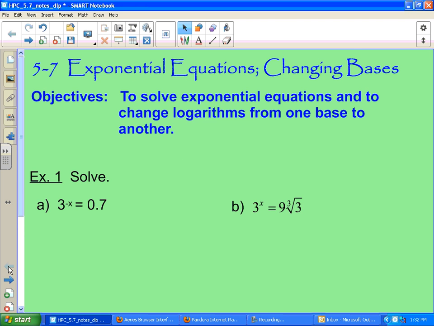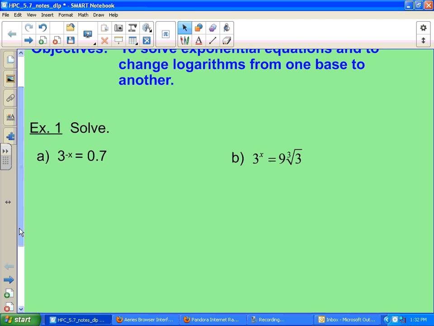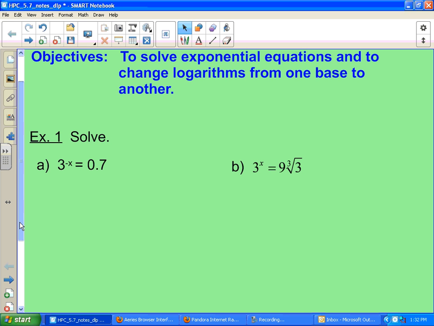Okay, so solving for these variables that happen to be powers, we're still doing our change of form, going from exponential to log or from log to exponential. That's the key component. Have you noticed that that's been the key component of this whole chapter? If I don't know how to change from one to the other, I'm in trouble. So we recognize that this is an exponential form, and we want to change it to our log form.